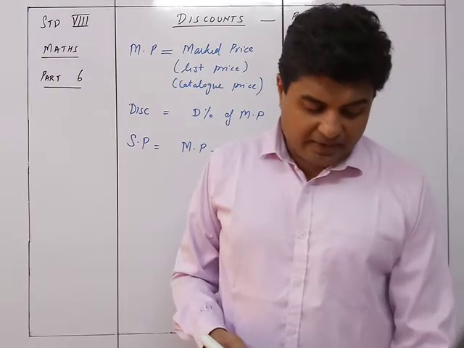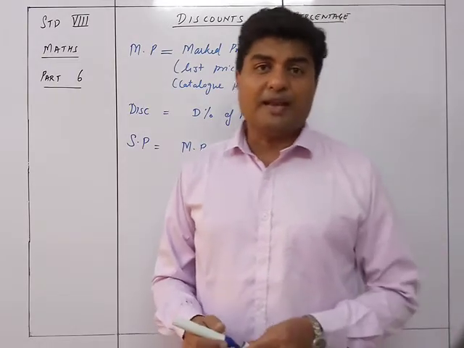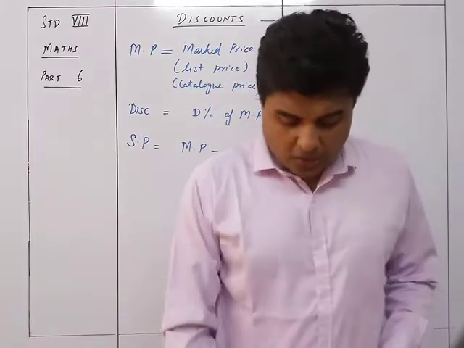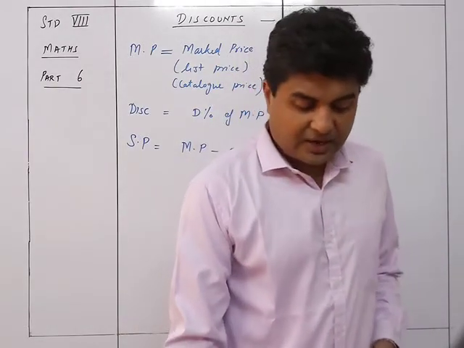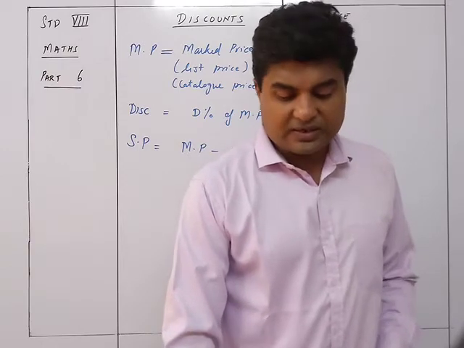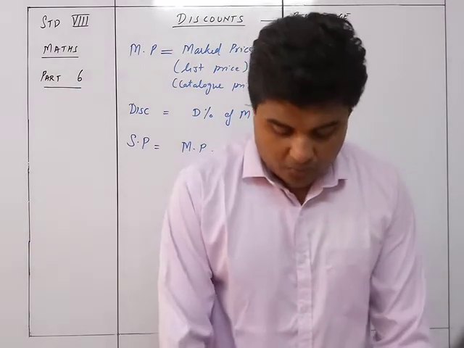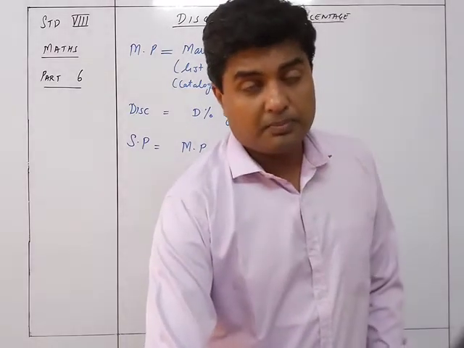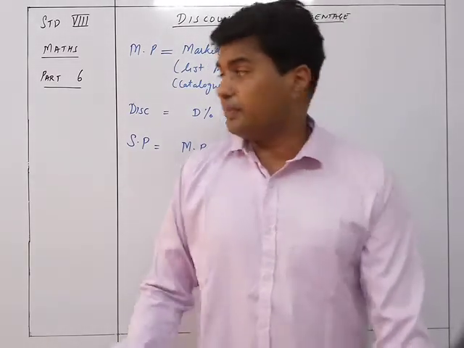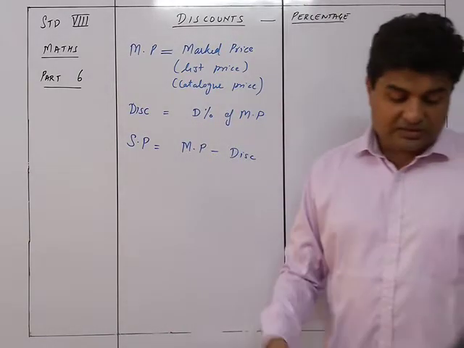The selling price is the last price that a person is going to pay for that particular item after the discounts are considered. So once the discounts are considered, the amount which you are going to pay will be equal to the selling price. So selling price is nothing but mark price minus discount.